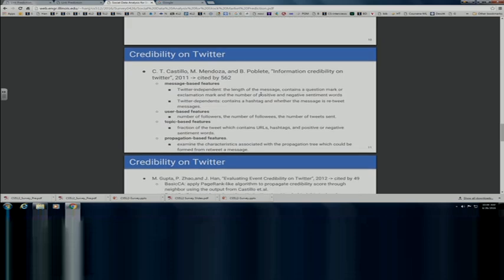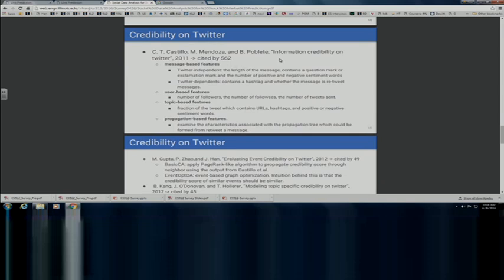This is some of the work that we found from Castillo. Basically, they use some feature extraction from the tweets: message-based, user-based, topic-based, and also propagation-based features. The message-based features are like the length of the message, the content, whether there is any question mark or exclamation mark, and some positive and negative sentiment words.